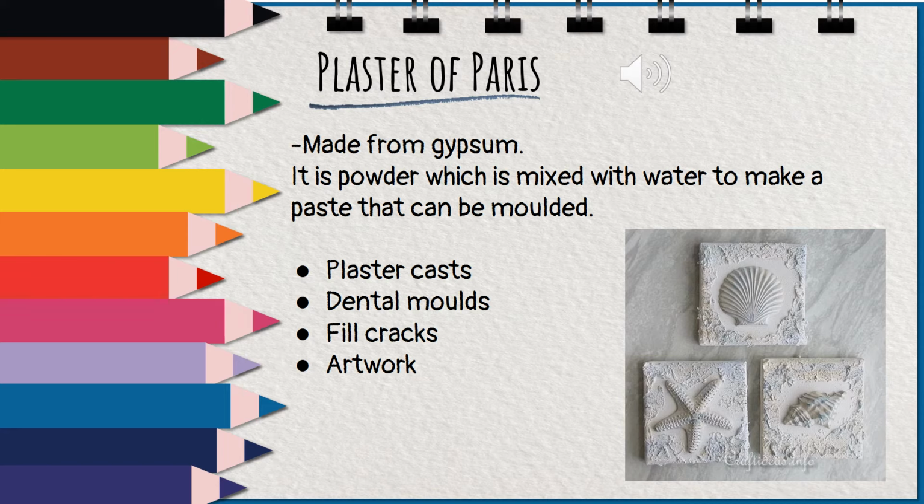Let's quickly take a look at plaster of Paris. This is made from gypsum and it is a powder which is mixed with water to make a paste that can be molded. All right? If you have broken your arm or leg before, you will know exactly what plaster of Paris is. Plaster of Paris, once it's set, it's used as plaster casts for broken bones.